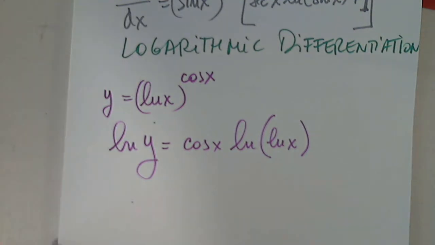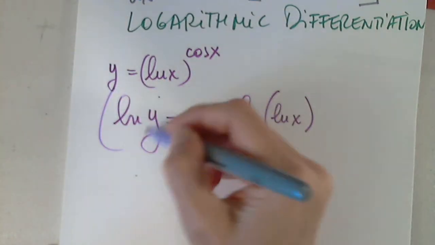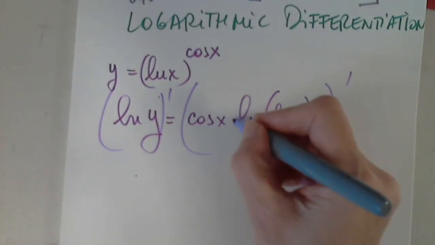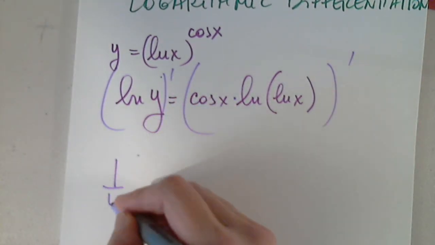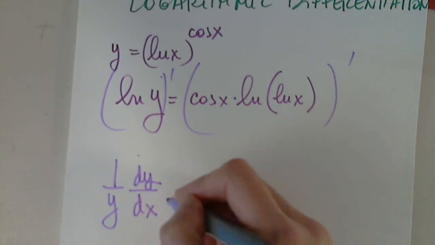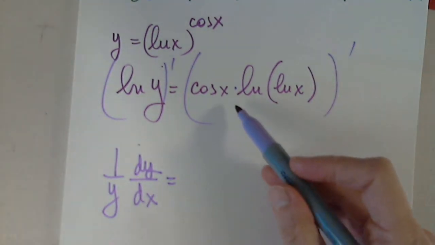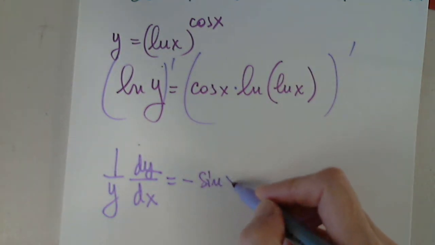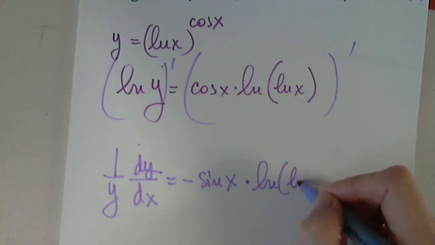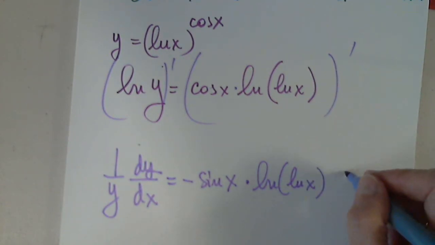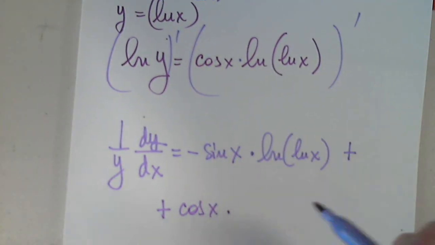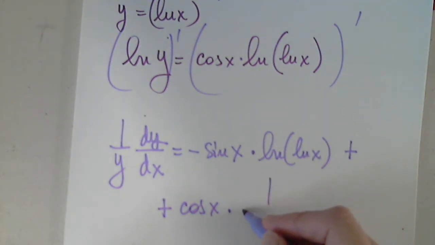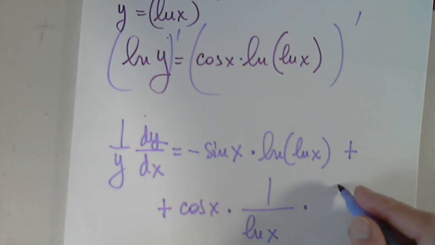No. Okay, so now I applied natural log to both sides. I'm going to differentiate both sides implicitly. Remember, this is a product, so I have to have a sum of two terms. When I differentiate natural log, I have 1 over y, dy over dx equals. I differentiate the first function, I get negative sine x multiplied by natural log of natural log x. And then plus, I copy cosine x. And when I differentiate natural log, I get 1 over natural log x multiplied by the inner function prime, which is 1 over x.